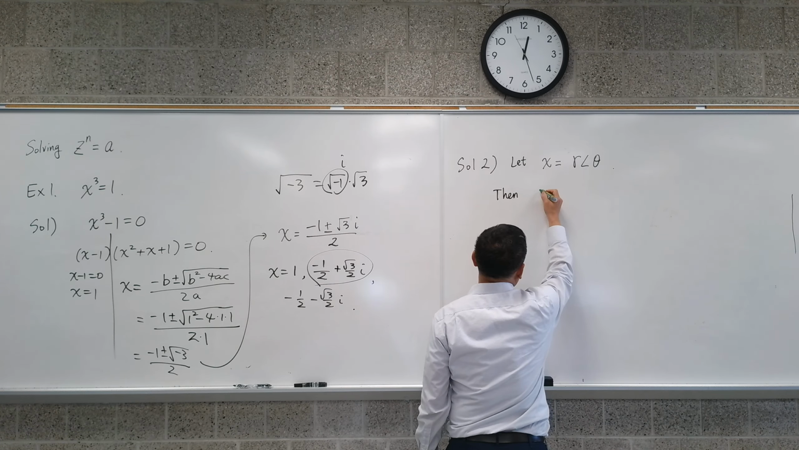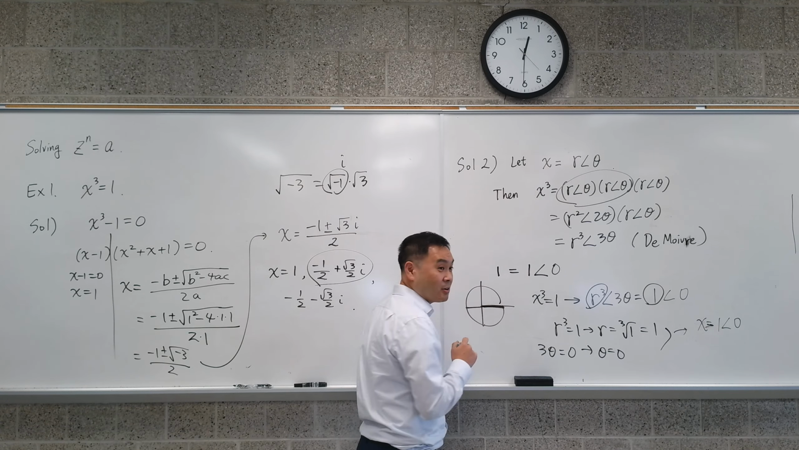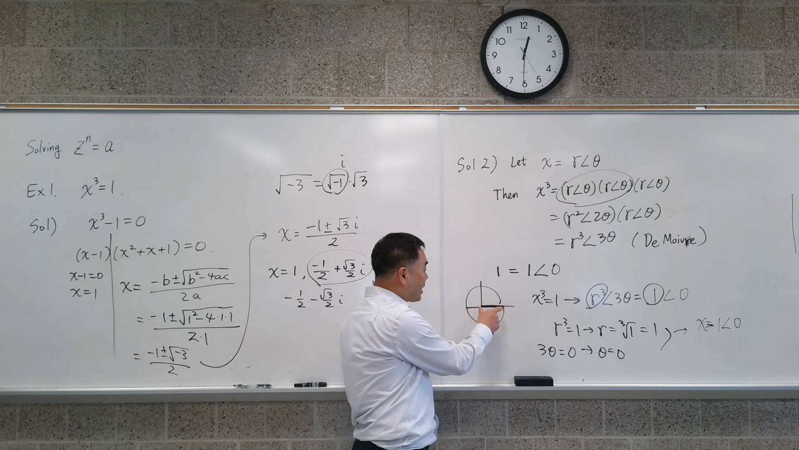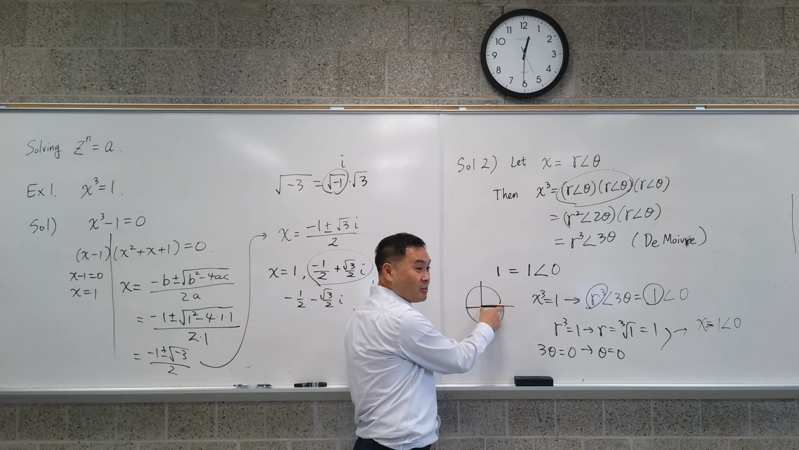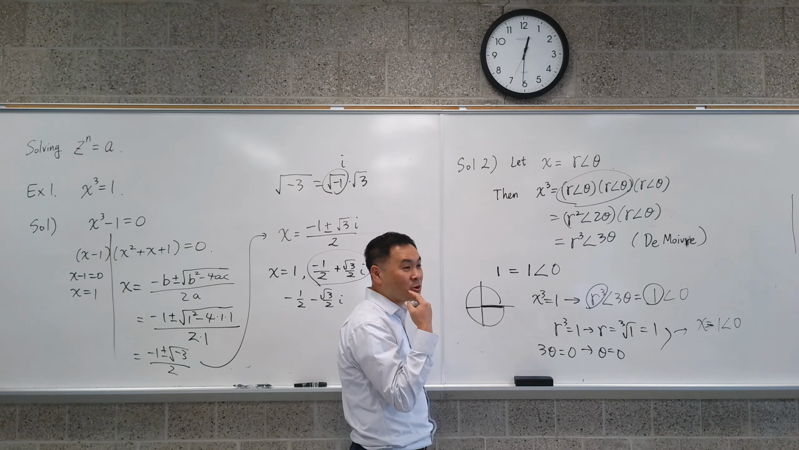So that tells me, putting these two together, I see that x is equal to 1 angle 0. What's that? What's 1 angle 0? On the picture, 1 angle 0 is here, right? Size 1 in the direction of angle 0. What's that number? 1. Yeah. It's 1.